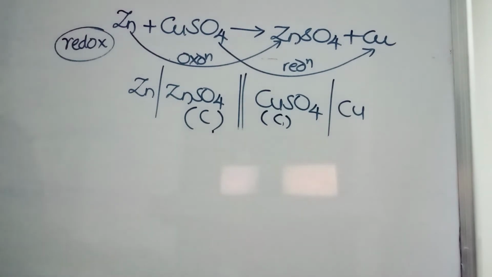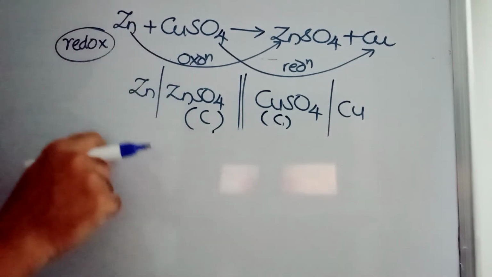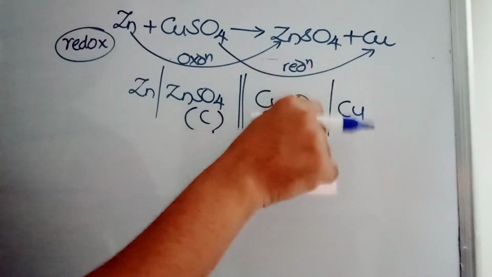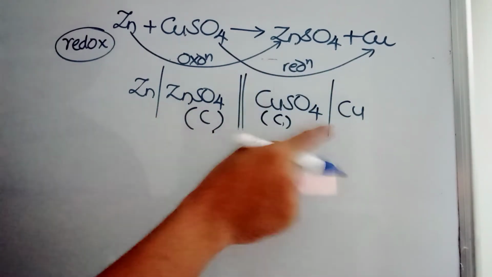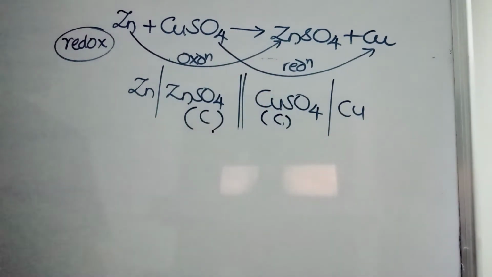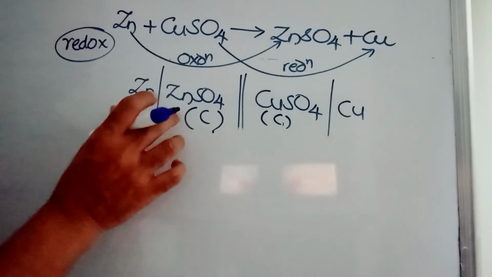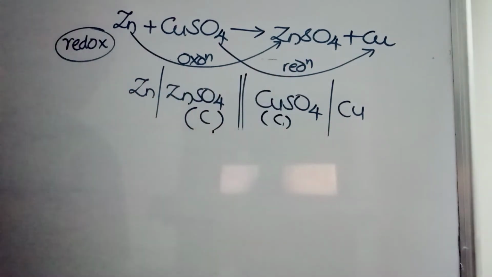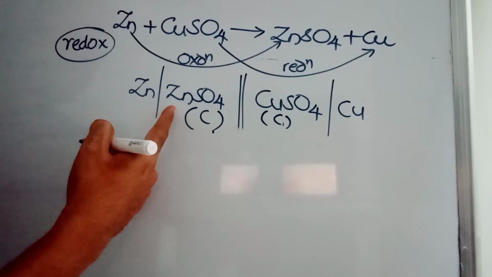Okay, now when you are showing like this, this is called a cell representation. A vertical line shows a single electrode, and both single electrodes are separated by two parallel lines at a time. That is, two vertical lines we are showing as parallel lines, showing the salt bridge. Now left hand side is oxidation, right hand side is reduction. So zinc is converted to zinc plus 2, and copper sulfate is reduced.